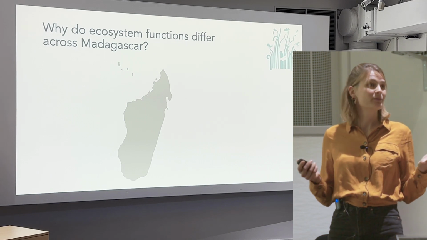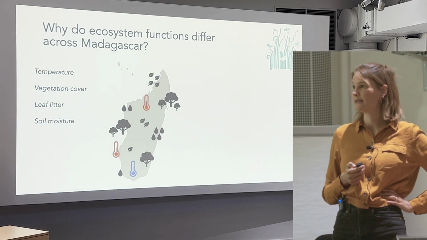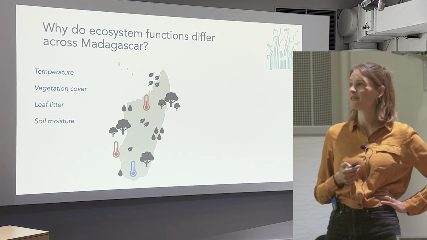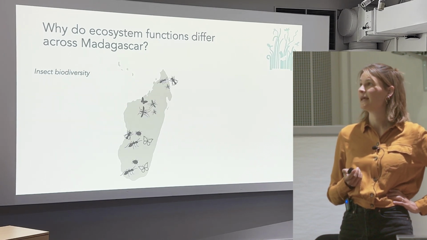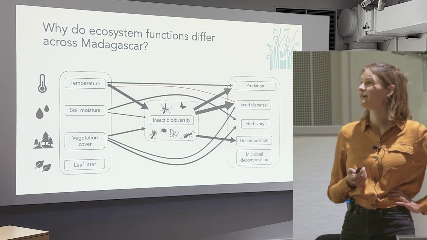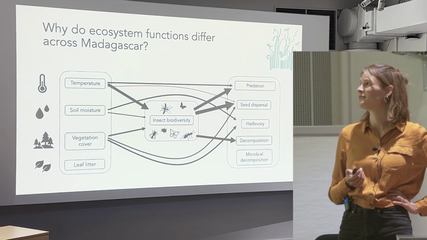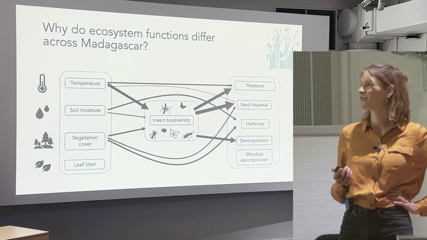And then, of course, why do they differ in Madagascar? Same approach here. I checked different kinds of environmental variables that we thought might be important, and insect biodiversity. So here, same type of graph, but different arrows. So I will again point out some interesting results here.